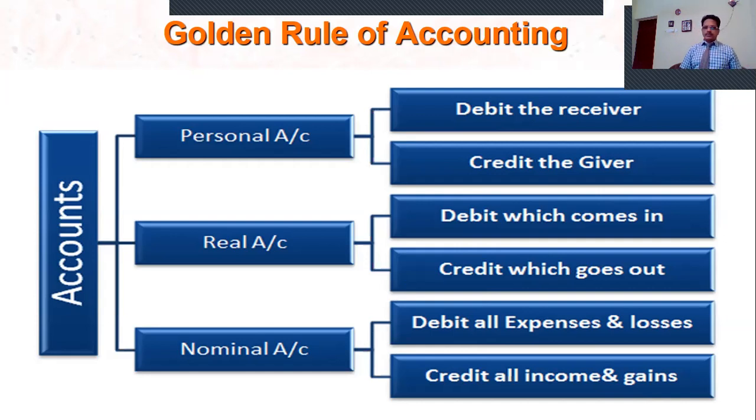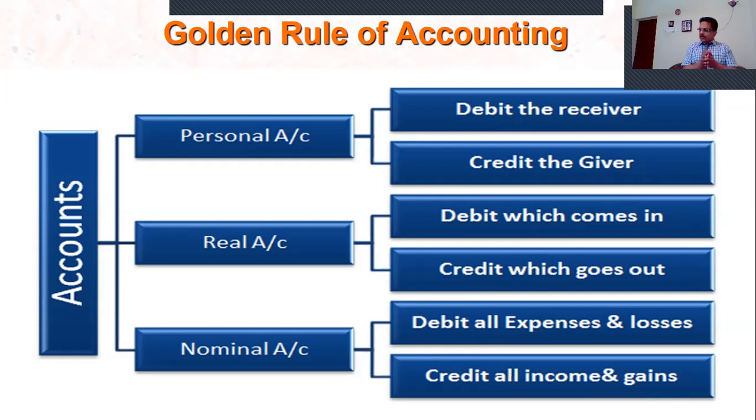Assets and expenses: when increasing, debit; when decreasing, credit. Liability, equity, or revenue: when increasing, credit; when decreasing, debit. So this is the rule. Then there is the golden rule of accounting, the traditional accounting rule.